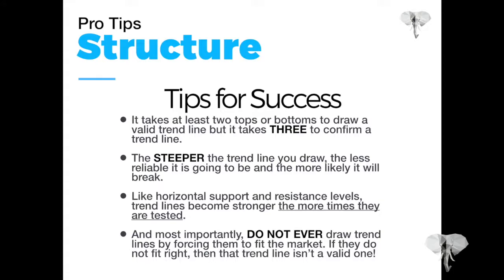So just like support and resistance levels and zones, the more the trend lines are tested, the more significant and stronger those trend lines become. So remember, it takes 3 to confirm it, but if there are 3 or more touches to that particular trend line, then we can say with certainty that that trend line holds more significance than the lesser. And going on basically the same thing as tip number 2, do not ever draw trend lines by forcing them to fit the market. If they do not fit right, then the trend is not valid.